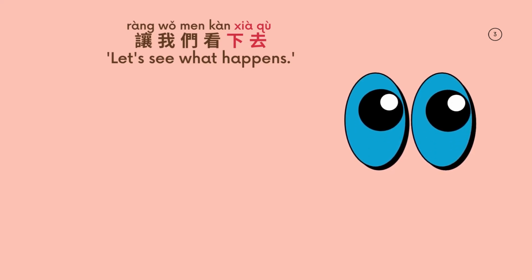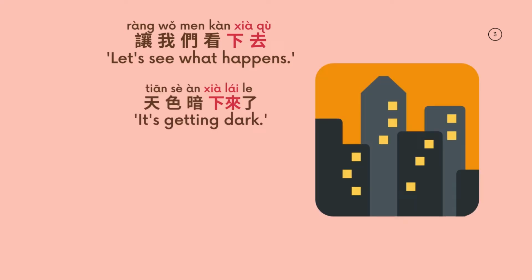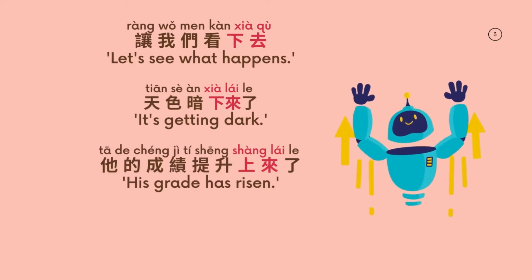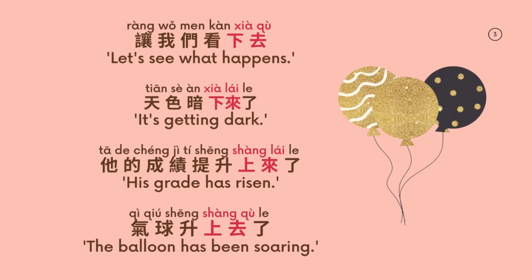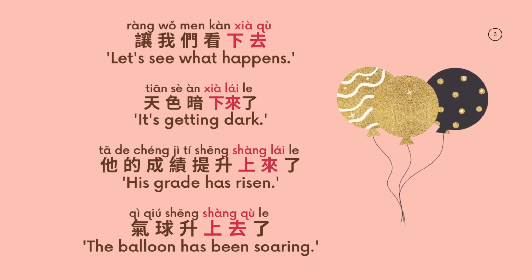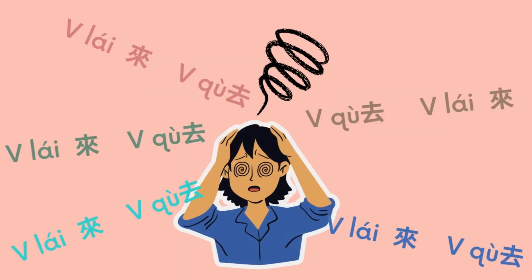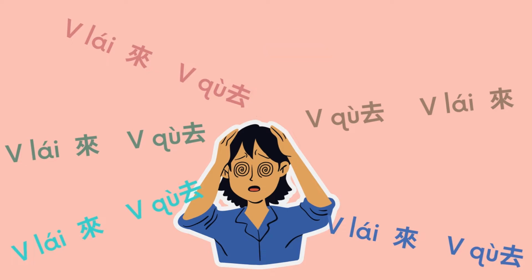让我们看下去。Let's see what happens. 天色暗下来了。It's getting dark. 他的成绩提升上来了。His grade has risen. 气球升上去了。The balloon has been soaring. Do you know how to smoothly switch those usages of compound complements of 来 and 去?